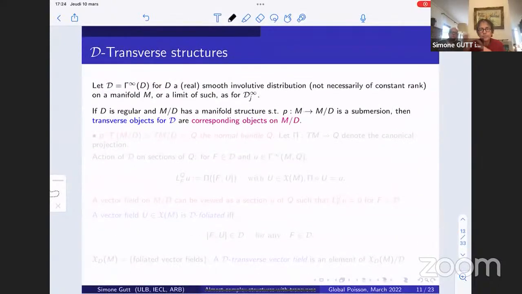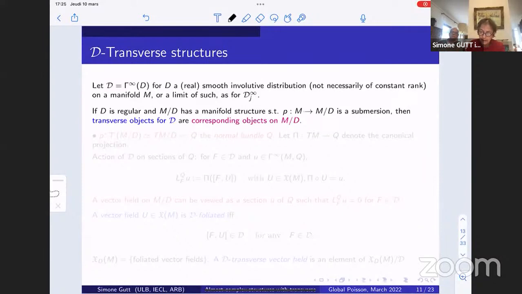So now I would like to speak about something else, which would be very much related, which is the notion of the transverse structure. So here I want to define the transverse object in a quite general setting for D. So D can be the sheaf of smooth sections of an involutive distribution, not necessarily of constant rank, or it can be a limit such as the D infinity that we had before, the union, the countable union of increasing such sets. And of course, if the distribution is regular, and if the space of leaves has a manifold structure such that the canonical projection is a submersion, then what I call object transverse for D should be the corresponding objects on the space of leaves.